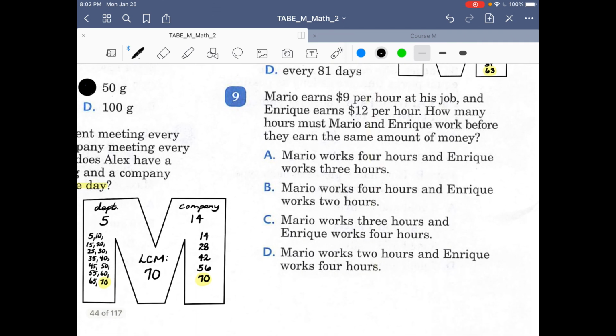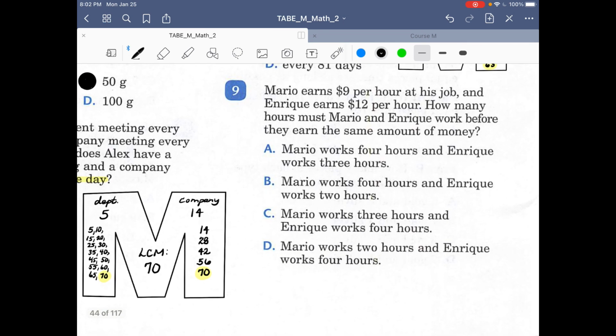Okay, number 9. Mario earns $9 per hour at his job, and Enrique earns $12 per hour. How many hours must Mario and Enrique work before they earn the same amount of money?